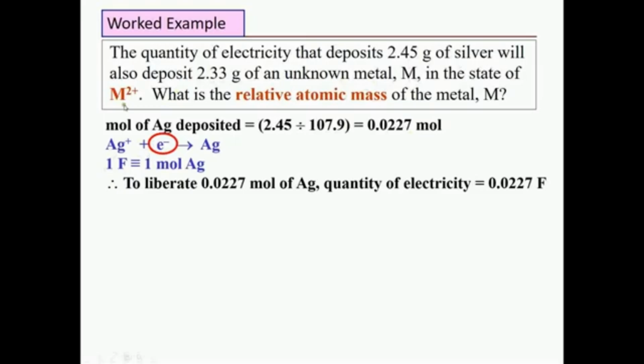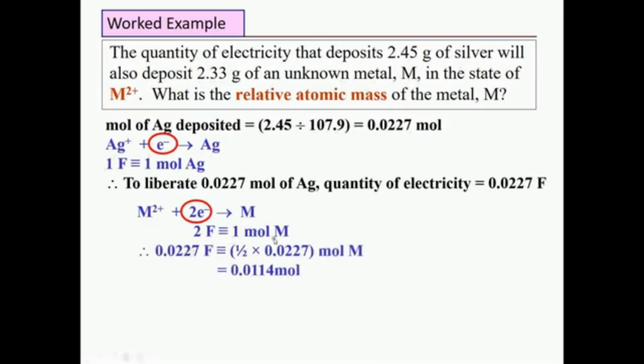So from here, the equation will be M2+ picking up 2 electrons to give M. The equation itself tells us 2 Faraday is equivalent to 1 mole of M. So for the charge of 0.0227 Faraday, the amount of M liberated would therefore be this, and we get 0.0114 mole.